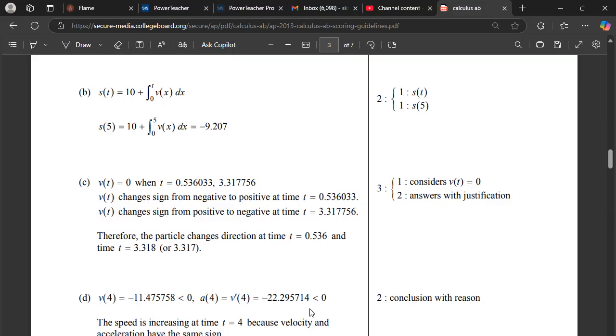Letter C, we consider that v of t equals 0. So when you see this in a scoring guide, these are generally the things that you just need to write. Like, how do they decide that you've considered this? You've written this thing down and you've gotten the full credit for that. We found the two numbers. We talked about the sign changing. Newer scoring guides never have a 2 here. It's always point by point. There's never like an all or nothing sort of thing. The way this one was scored back in 2013, if you didn't have the 2 correct answers, you got 0 points. But they don't do that anymore.